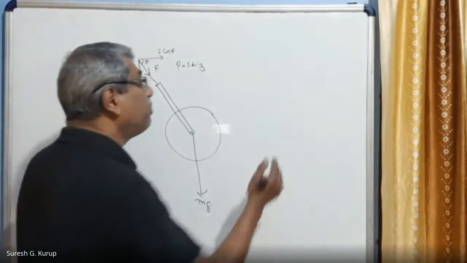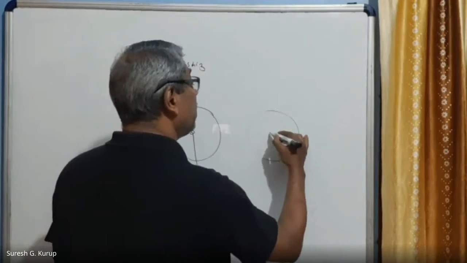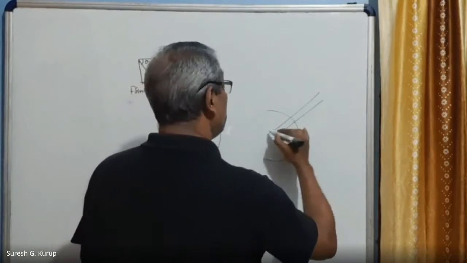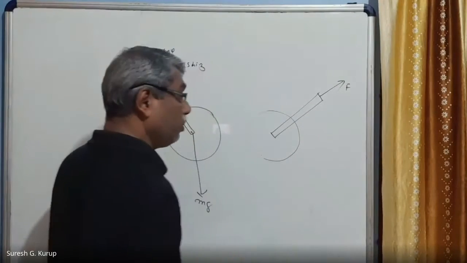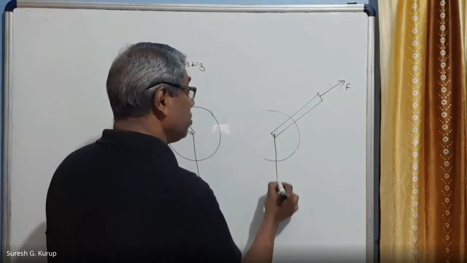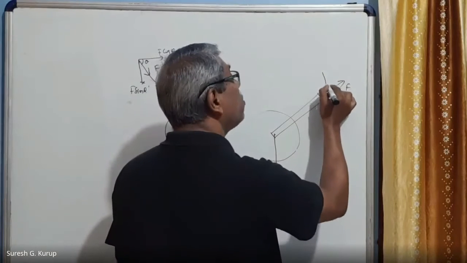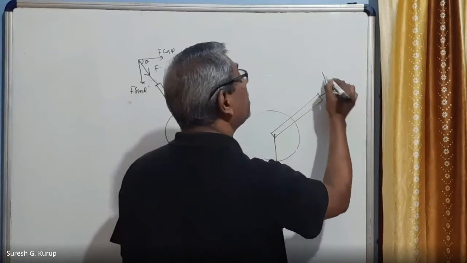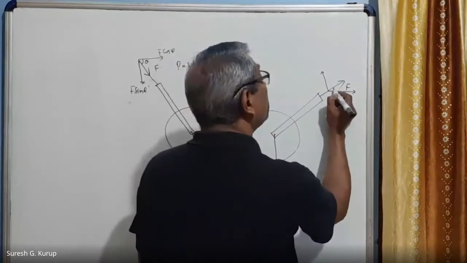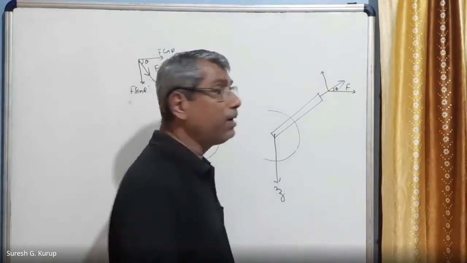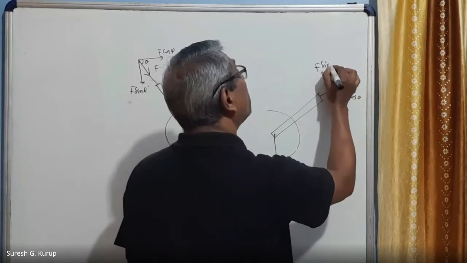Next one is pulling. That pulling also we can see. So this is a very good question most of the time asked. That is what is called pulling. If force F is acting on the body, and mg is acting down, this force can again be resolved into two components. Suppose this angle is theta with the horizontal. Therefore, this component is F cos theta, and this is F sin theta.